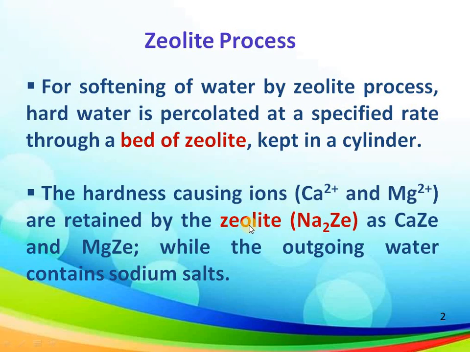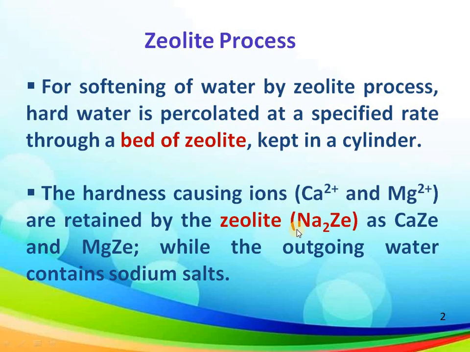Zeolite is chemically defined as hydrated sodium aluminosilicate. The formula is Na2O.Al2O3.xSiO2.yH2O, where x and y are the number of moles of silicon dioxide and water. By the combination of x and y, different kinds of zeolites can be prepared, and zeolites are available as natural zeolites and synthetic zeolites. Generally, zeolites can be represented by Na2Ze, and commonly NaZ only.